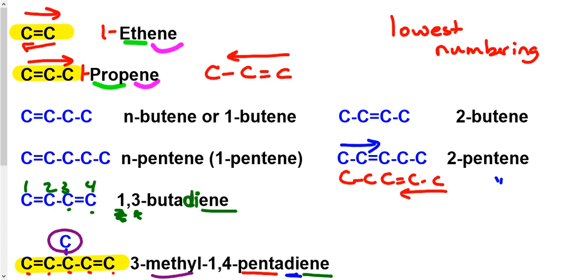Now, numbering my chain, I can see that the methyl branch is on carbon 3, and that my double bonds are between 1 and 4. This is 3-methyl-1,4-pentadiene. Remember to include dashes to separate numbers from letters and commas to separate numbers from each other. So working this through, we're always working our way from the back up towards the front.